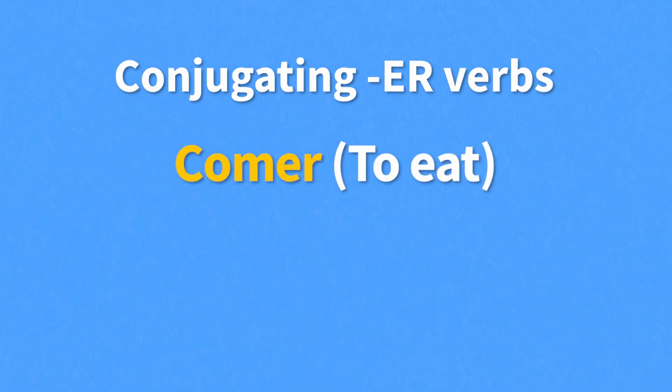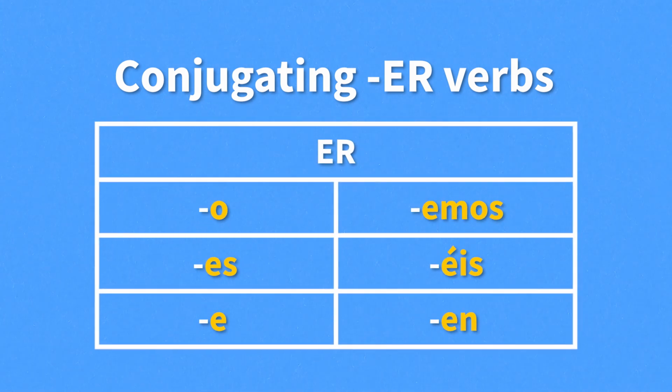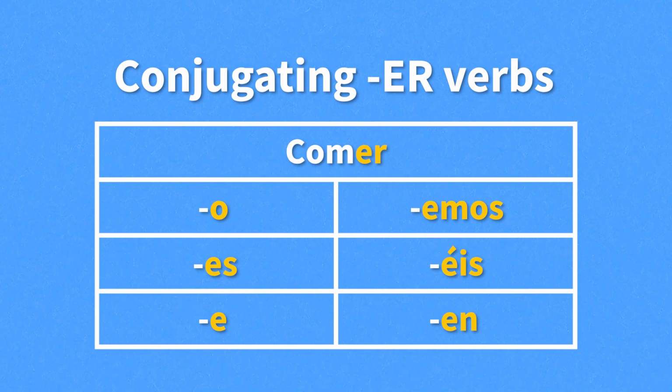Take the verb comer, to eat, for example. First, you take the verb in its infinitive form and drop the ER at the end, so only the stem remains. Then you add the endings we saw before to this stem. For the first person singular, yo, you add O to the stem. So, yo plus comer is yo como.